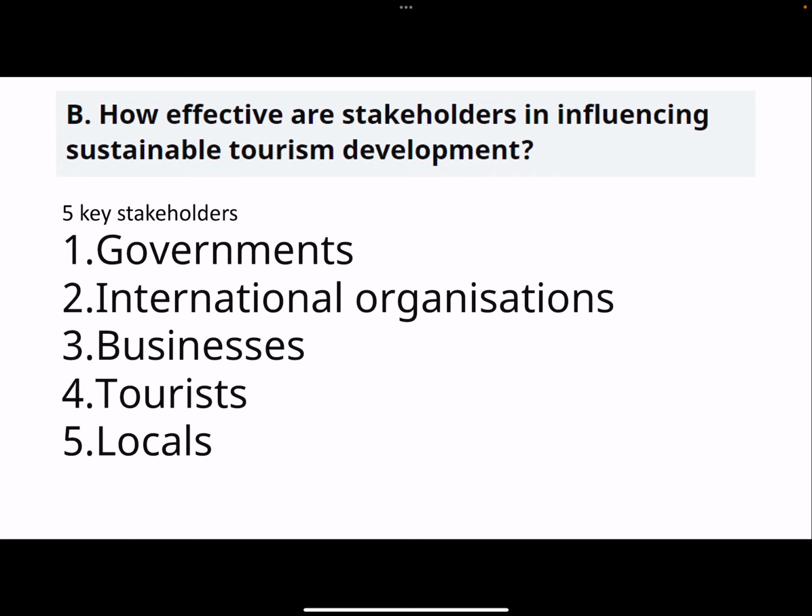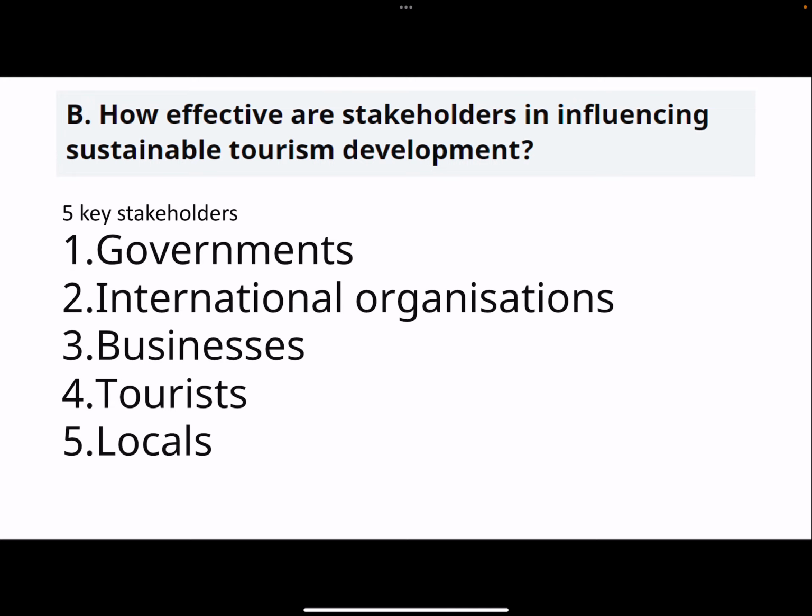So when you're looking at sustainable tourism development, who are your key stakeholders, the people who have an invested interest in this? You're looking at the government, the international organizations. Okay, you're looking at businesses as well as the tourists, the actual people who are taking part in this, and finally, you're looking at a group called the locals. Okay, so these are your big five.